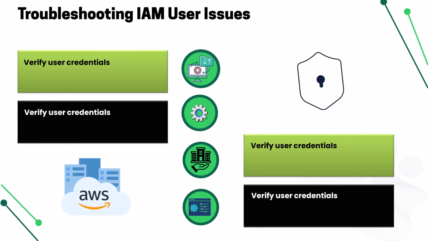Troubleshooting IAM issues can feel like detective work. Verify credentials first, no wild guessing. Check permissions, comb through IAM logs, and if all else fails, call in reinforcements. AWS support is your lifeline.